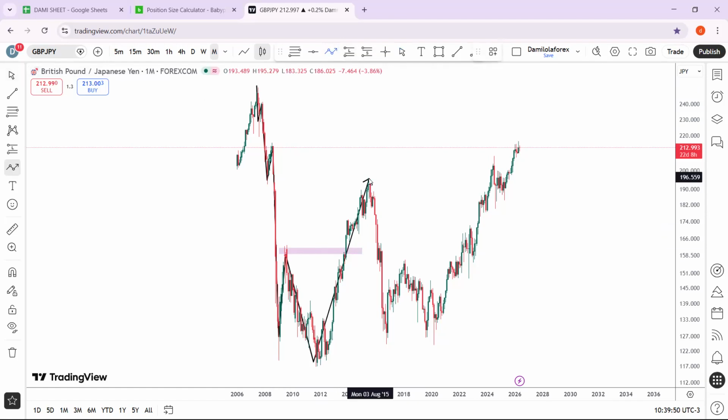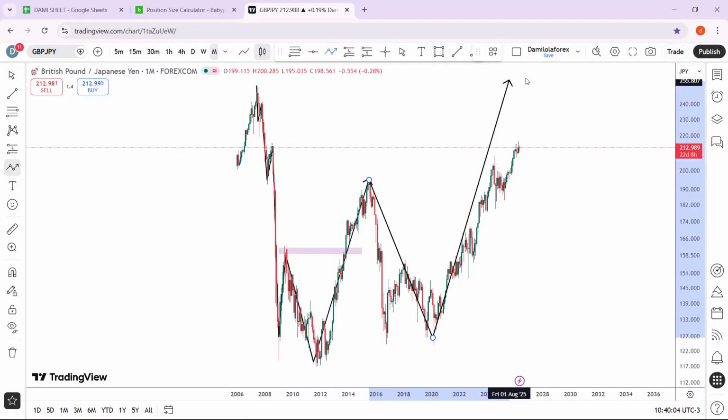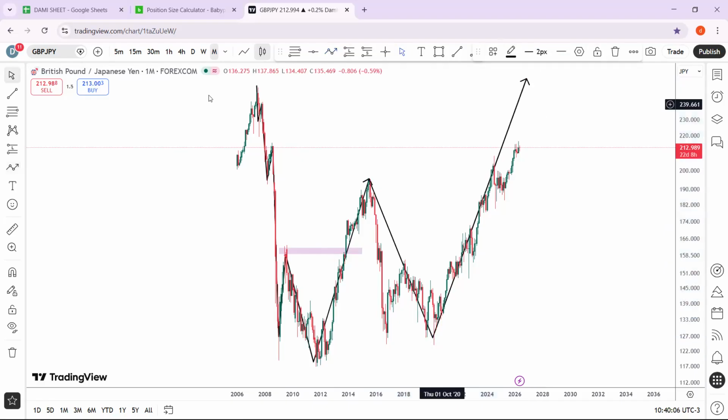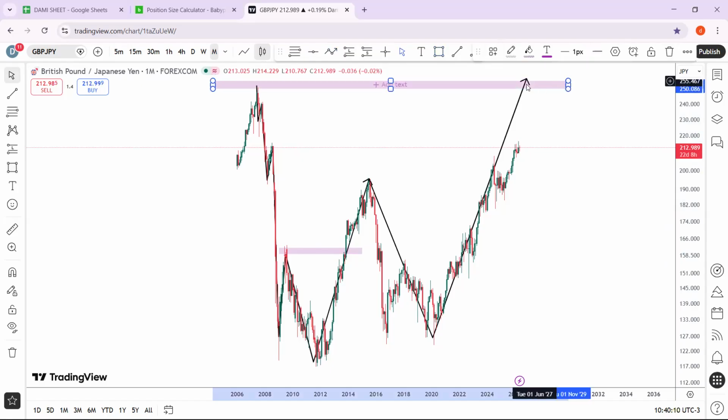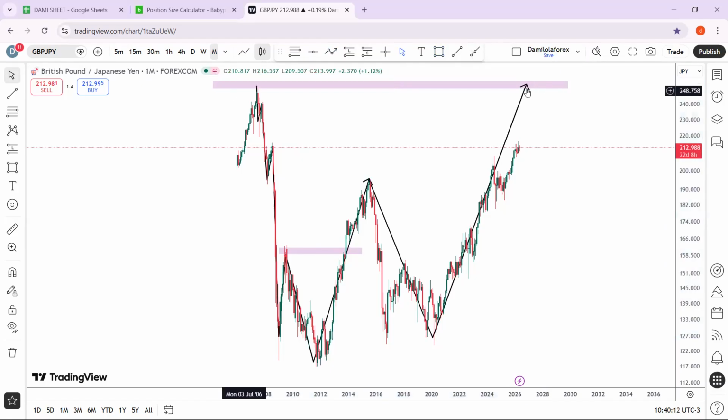Then after a change of character, we know that a discount happens. A discount is a pullback where price stretches to either the 61.8 or 78.6. In this case, it stretches down to the 78.6 and pushes beautifully in the direction of the trend. So this is eventually where we are coming to on GBP-JPY. This is where the road leads to.